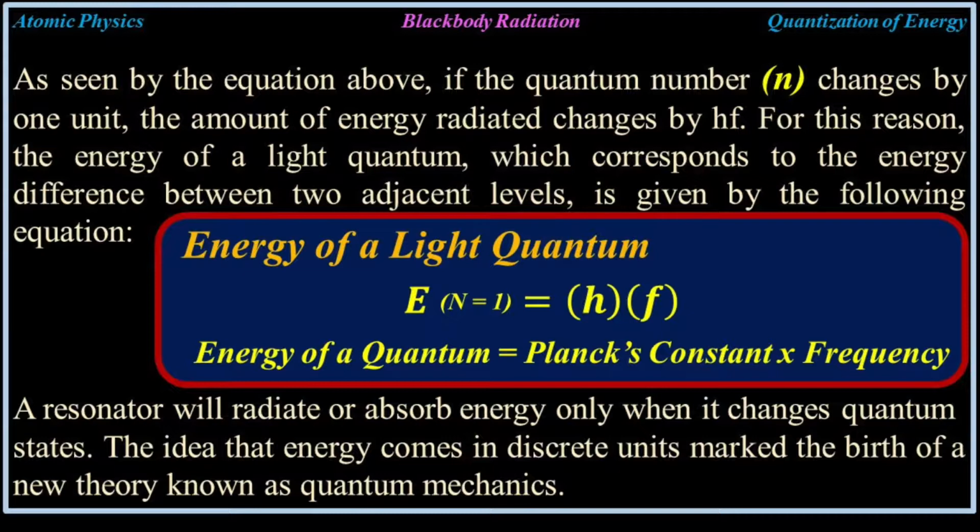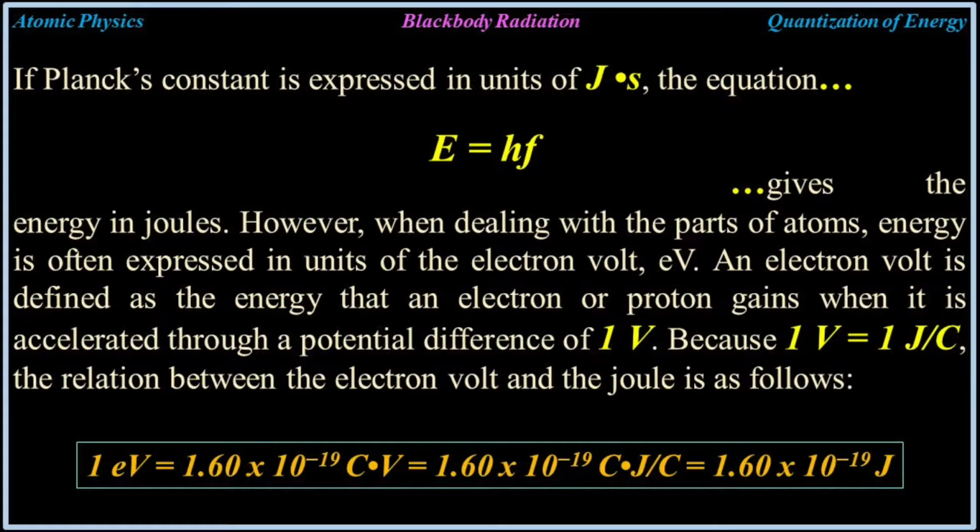The idea that energy comes in discrete units marked the birth of a new theory known as quantum mechanics. It says energy of a light quantum equals Planck's constant times frequency. If Planck's constant is expressed in units of joule seconds, the equation E equals hf gives the energy in joules. However, when dealing with the parts of atoms, energy is often expressed in units of electron volts.